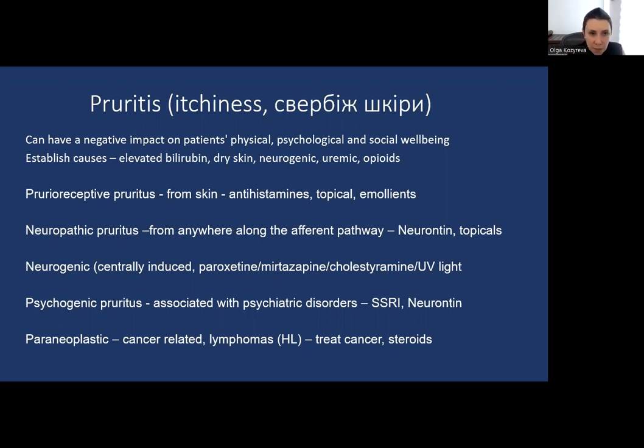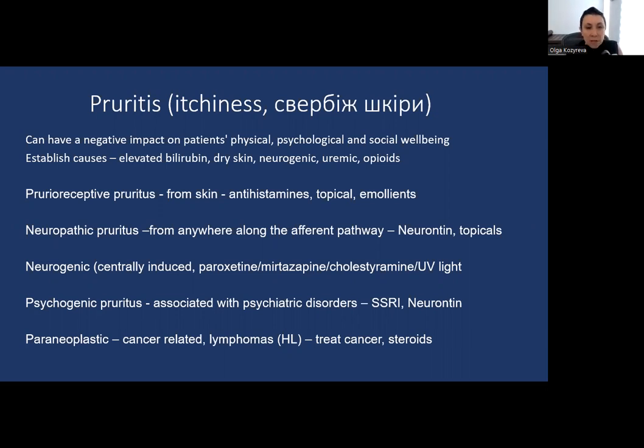Neurogenic pruritus is an unusual condition, frequently associated with uremia and elevated bilirubin. It can centrally irritate the centers responsible for pruritus and sensation. A small dose of SSRI can be helpful, or mirtazapine. For pruritus related to cholestasis and elevated bilirubin, we use cholestyramine. Sometimes UV light can be helpful.